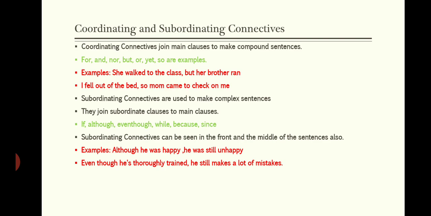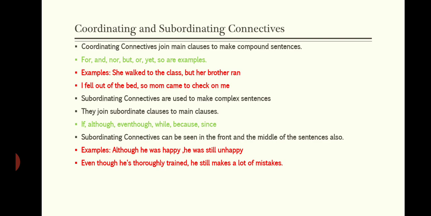Next example. I fell out of the bed, so mom came to check on me. So here also you have two independent clauses conjoined by the coordinating connective so. I fell out of the bed is one clause. Mom came to check on me is another main clause. So both these clauses are combined by the coordinating connective so.